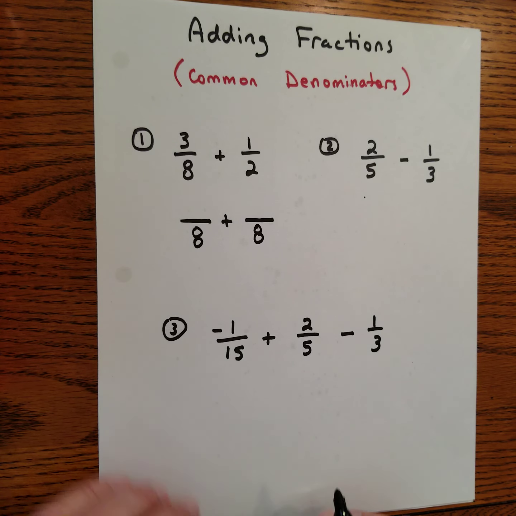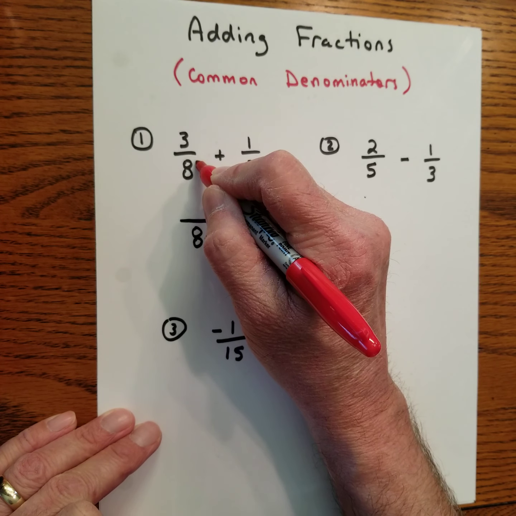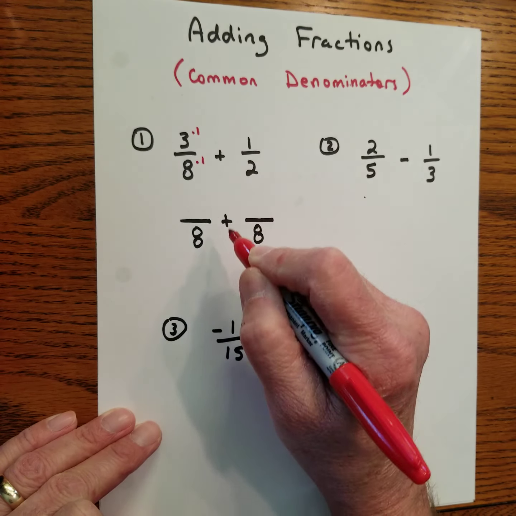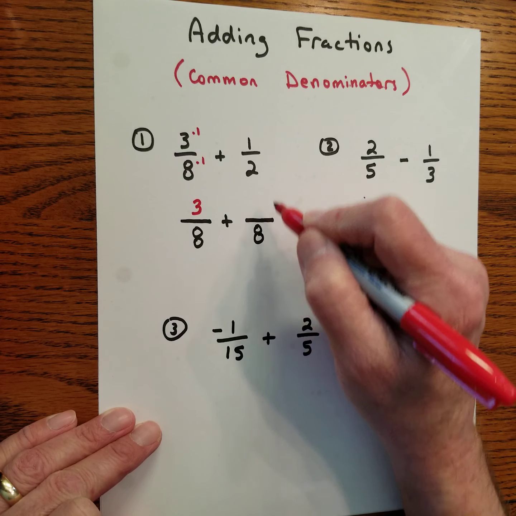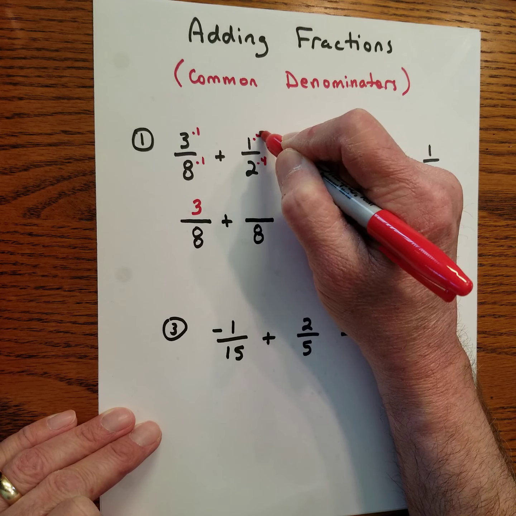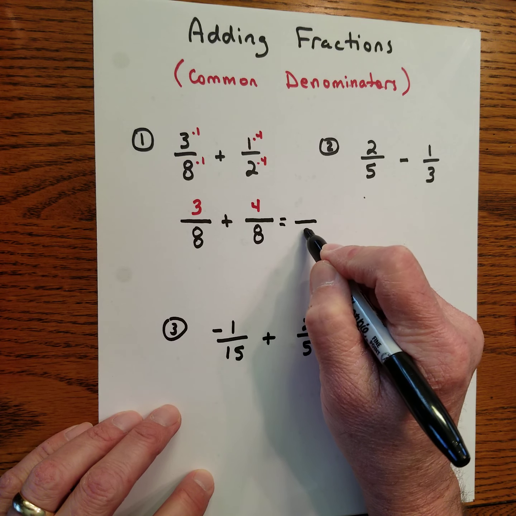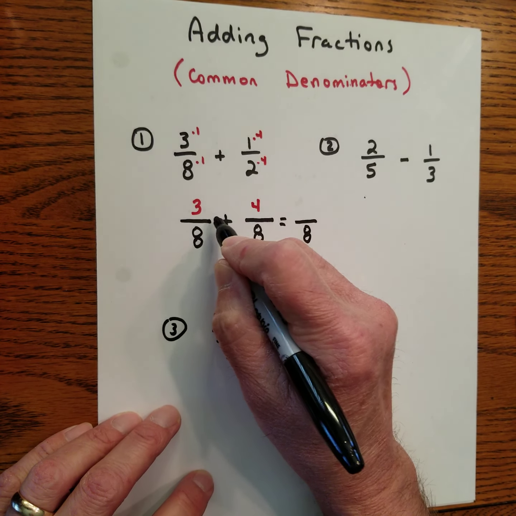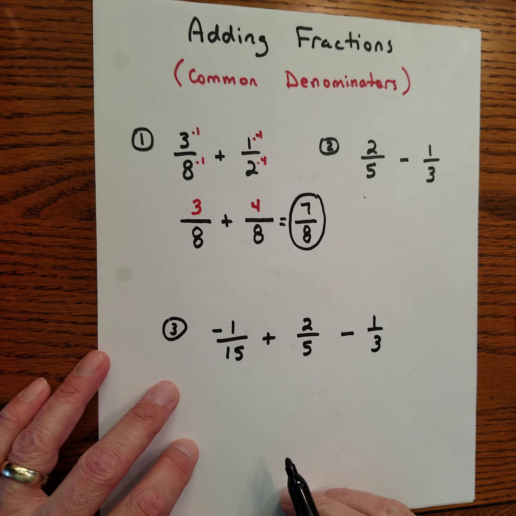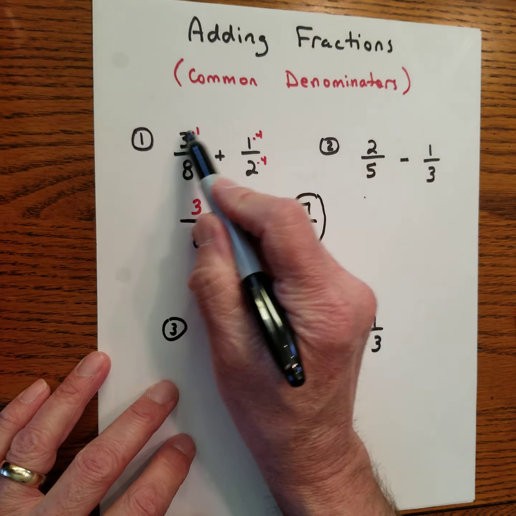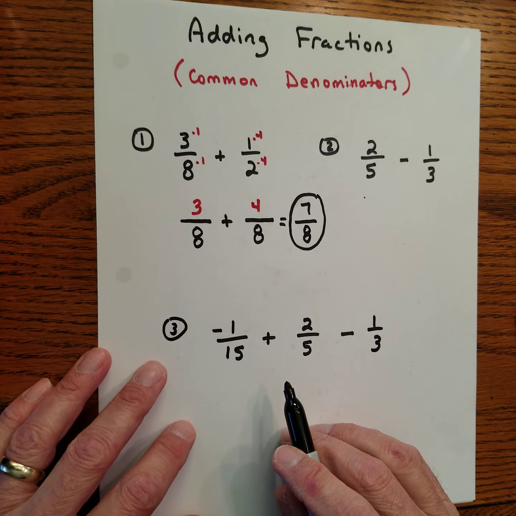Now we'll get the numerators. What do you multiply times 8 to get 8? It's 1. Then we'll multiply the top by 1. What do you multiply times 2 to get 8? It's 4. Then we'll multiply the top by 4. Now keep the common denominator. Add up the numerators. 3 plus 4 is 7. 7/8 is what we like for a final answer. When you do your homework, write the problem down, rewrite it with common denominators, and then circle your final answer.